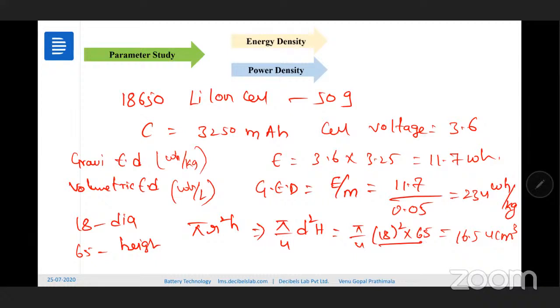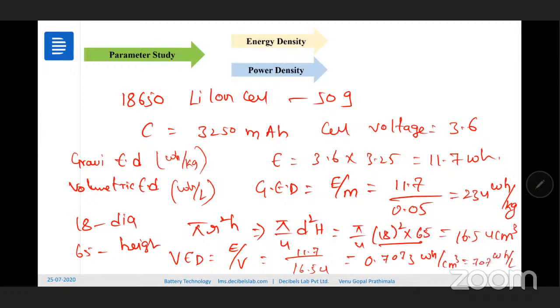Okay. So now volumetric energy density VED equal to whatever energy we calculated divided by volume. So it is 11.7 divided by 16.5 centimeter cube. If you convert into meter cube, then it will be in liters, right? So we can do that also. So divide by 16.54, it will give you approximately 0.7073 watt hour per centimeter cube. Okay, that is nothing but 707 watt hour per liter.